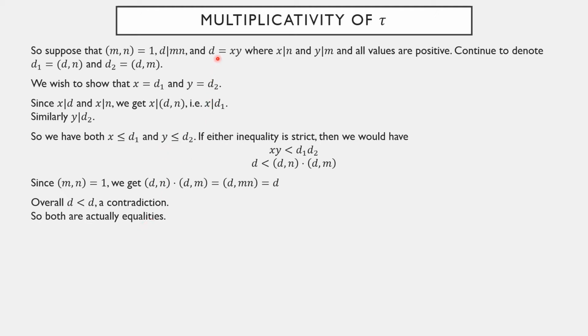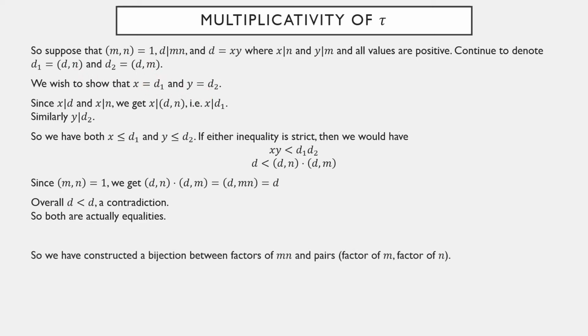In other words, as soon as I factor d as x times y, a factor of n times a factor of m, I must have that x was equal to this GCD and y was equal to this one. Which means there's only one way to factor a factor of mn as a product, a divisor of n times a divisor of m, which means the map we constructed before is not just surjective, it's actually injective. So there is a bijection between factors of mn and pairs of a factor of m, comma, a factor of n.